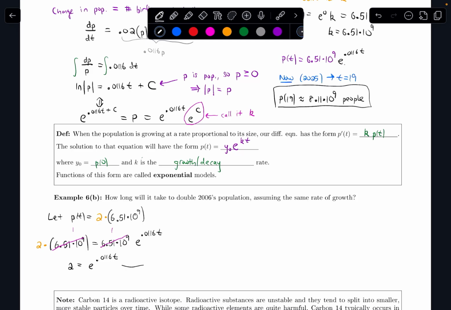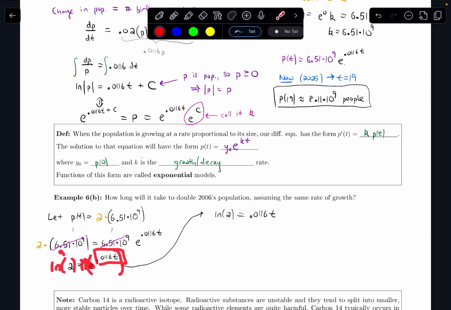I can do that by transforming this to a log. If this base is e, I have to use log base e, which is ln, and I'll get ln of 2 equals this exponent, 0.0116t. The other way I could have seen that is if I did ln of both sides. On the right-hand side, the ln and the e cancel, and you'll just get 0.0116t. And on the other side, I have ln of 2.